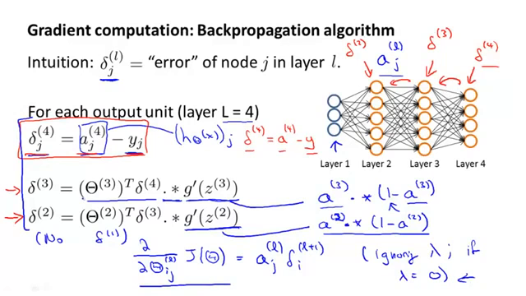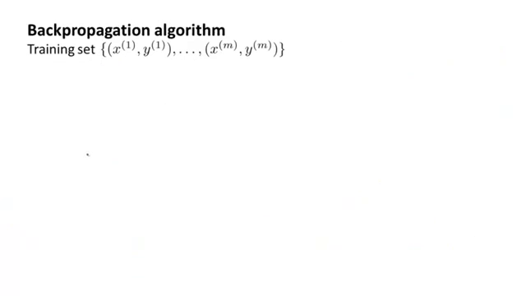So this is a lot of detail. Let's take everything and put it all together to talk about how to implement backpropagation to compute derivatives with respect to your parameters, for the case when we have a large training set, not just a training set of one example. Here's what we do. Suppose we have a training set of m examples like that shown here.